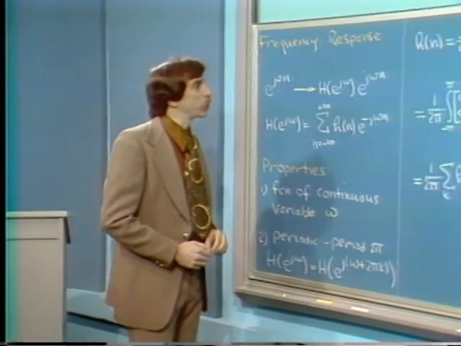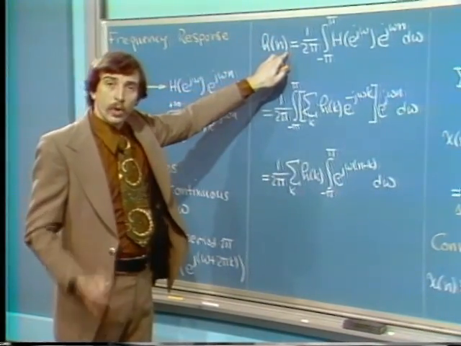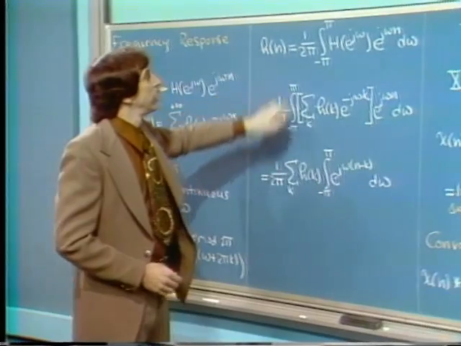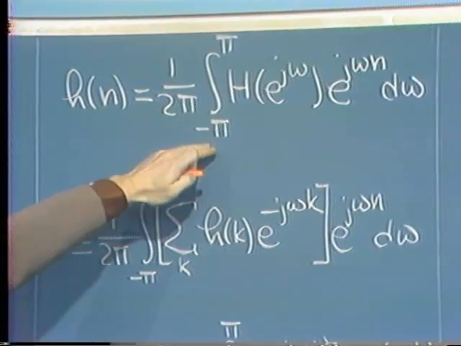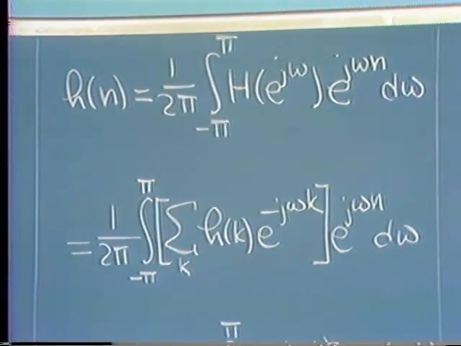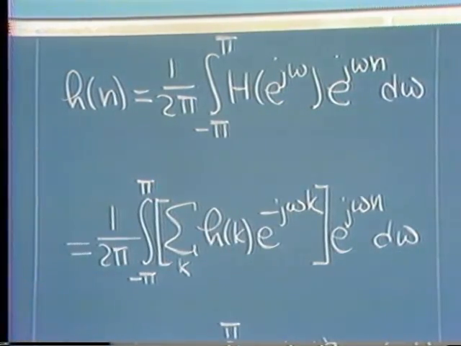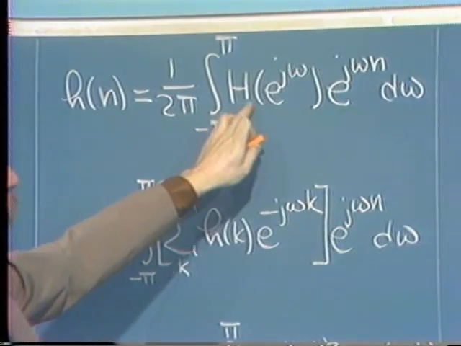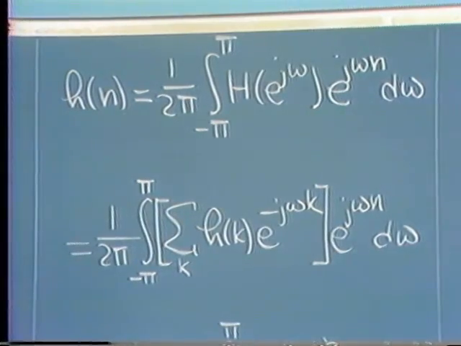Well, the resulting expression then is that the Fourier series coefficients, or equivalently the unit sample response, h of n, is equal to 1 over 2 pi times the integral over a period, which I've taken as minus pi to plus pi, of H of e to the j omega e to the j omega n d omega. This is just simply the expression for Fourier series coefficients in terms of the continuous periodic function that we're dealing with. Well, that's in a sense a heuristic derivation.